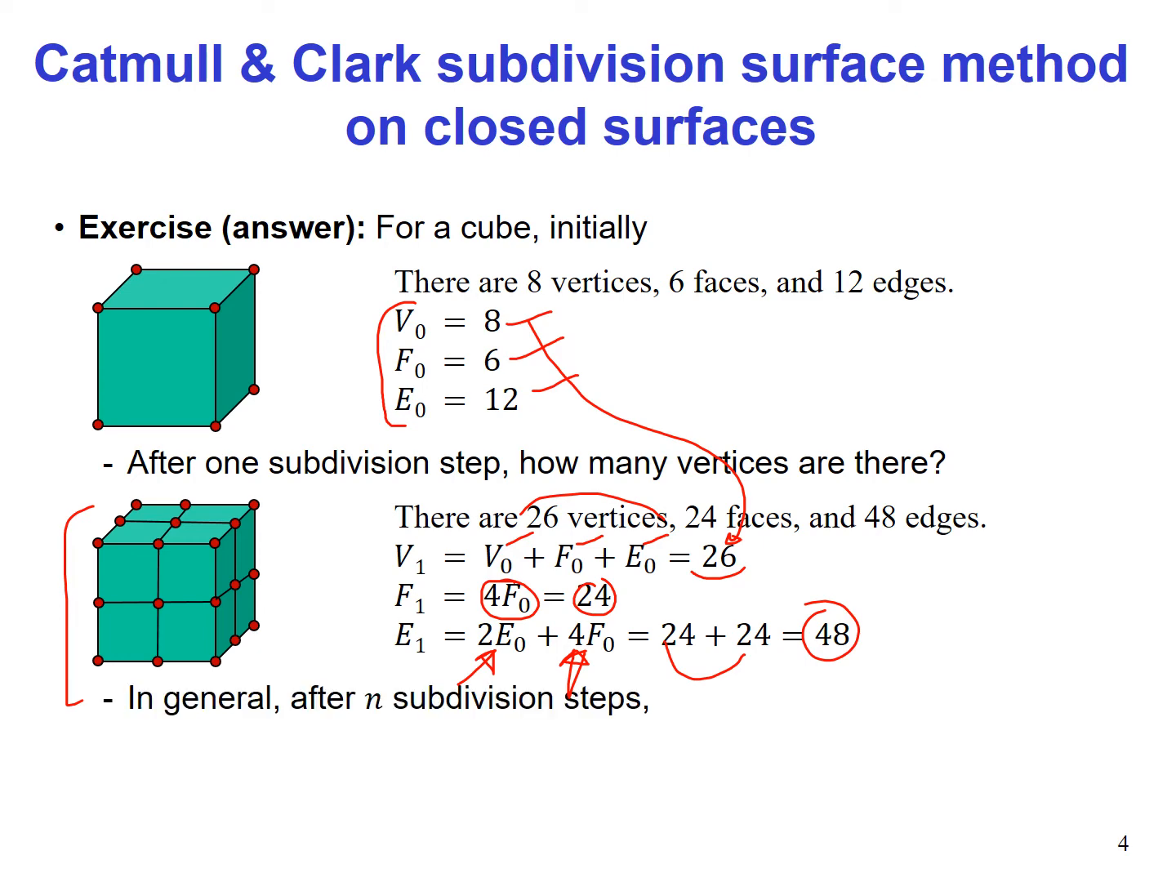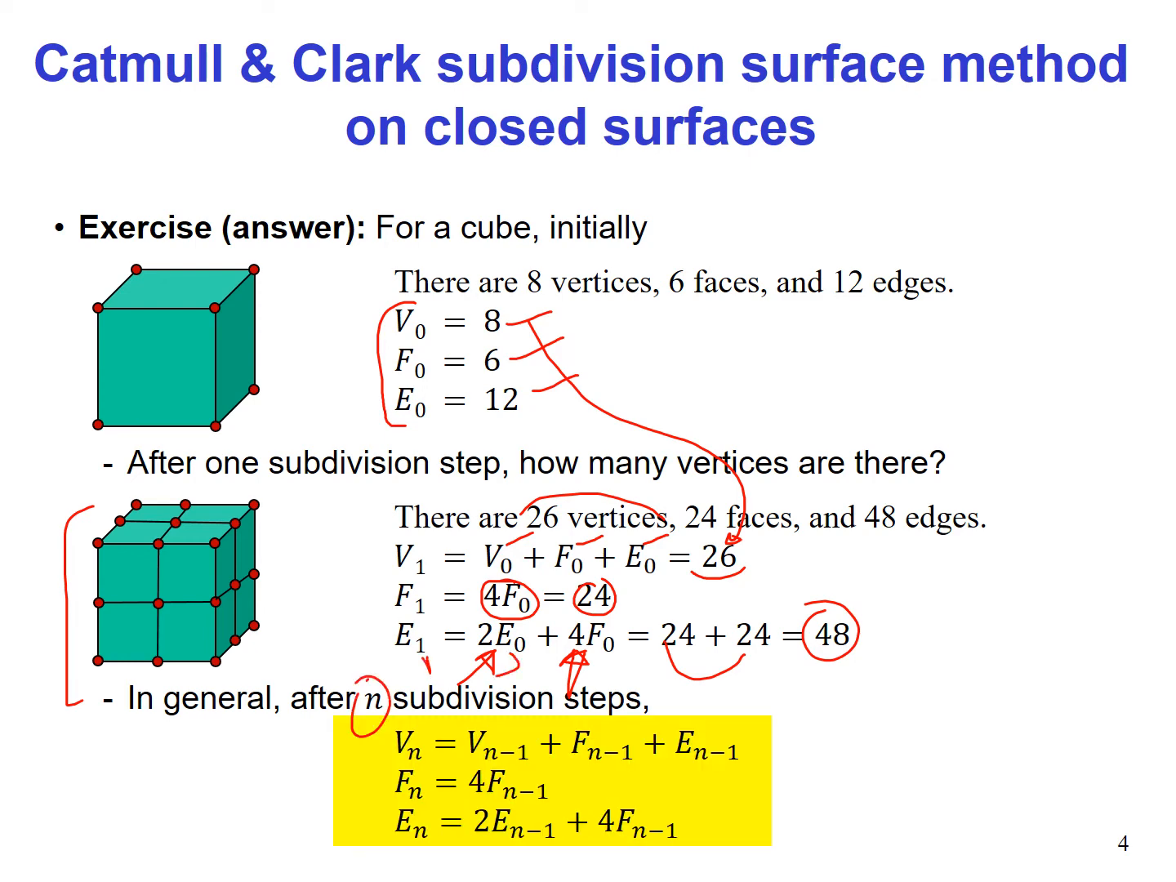So we can generalize this using n instead of the 0 and 1 values here. Our general equations would be like this. At any subdivision step n, the number of vertices would be the sum of the previous vertices, previous faces and previous edges. The number of new faces would be 4 times the previous number of faces, and the number of new edges would be 2 times the number of previous edges plus 4 times the number of previous faces. So now we have general formulas for how many vertices, faces and edges we will have after n subdivisions.